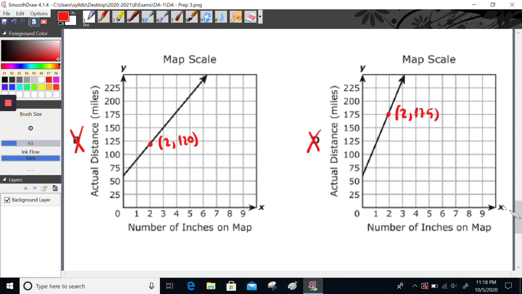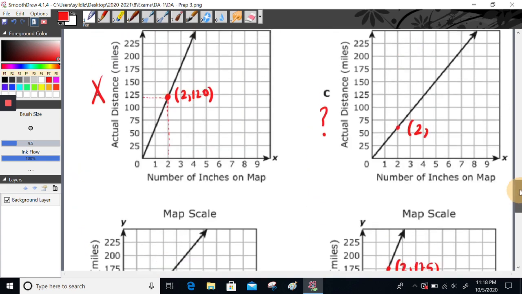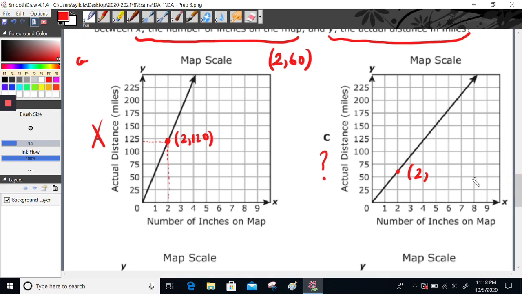Alright, so the only option that we are going to choose here is C, because as you see, the y coordinate here is in between 50 and 75. So it's going to be 60, right? So this is the answer. C is the answer.